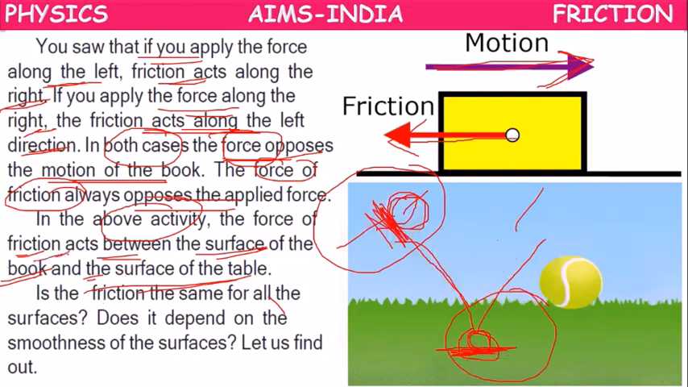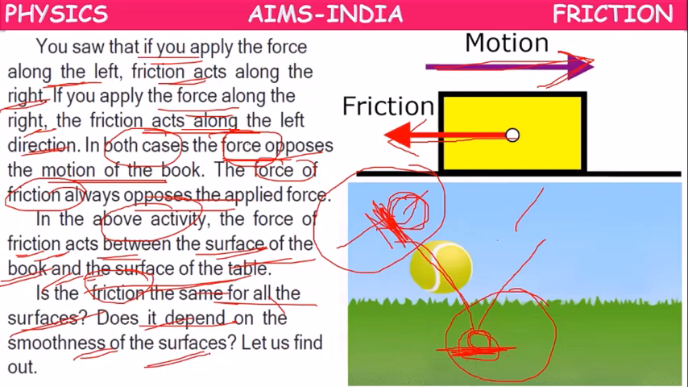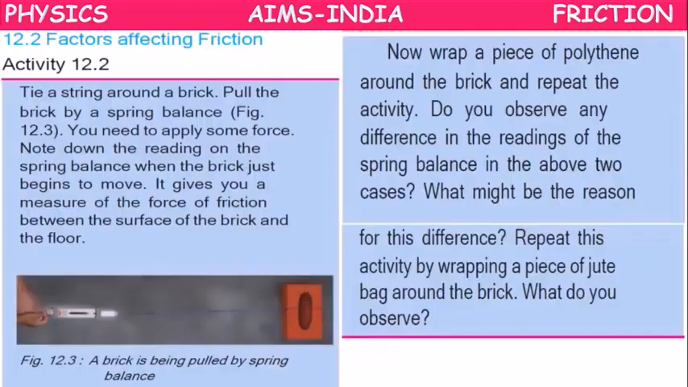So friction will be experienced whenever two surfaces are in contact. Now the question is, is the friction the same for all kinds of surfaces, or does it depend on the smoothness of the surface? Let's find out the answer. We can find the answer by one simple activity, by which we can learn regarding factors affecting the friction. How to do this activity: tie a string around a brick.